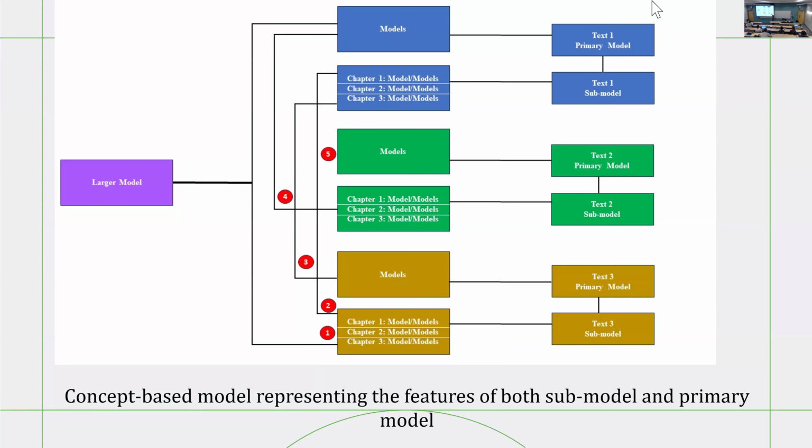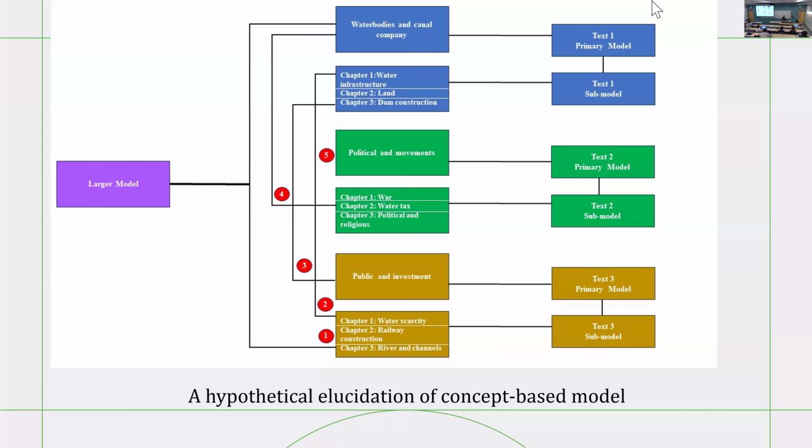So we can categorize a primary model and sub-models. The main theme of the entire text can be just a primary model, and then each unit or section, whatever chapters, can be a sub-model. All these together can form a larger model. I can provide an example of this based on my understanding of the corpus I collected.